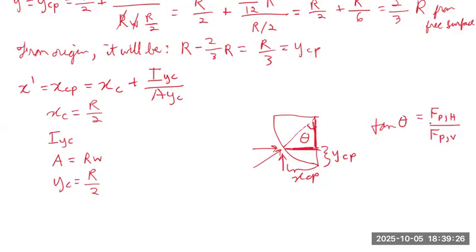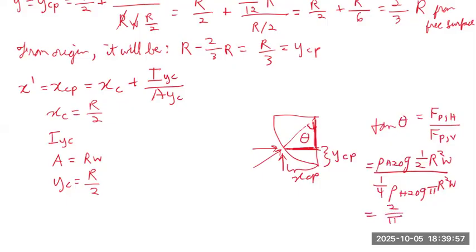So tan of theta is equal to FPH over FPV. And this is equal to rho H2O times G times 1/2 R squared times W over 1/4 rho H2O times G times pi times R squared times W. And this simplifies to 2 over pi.